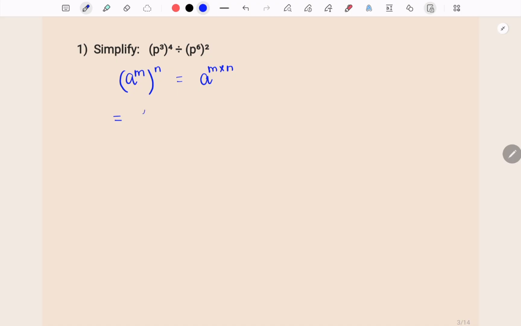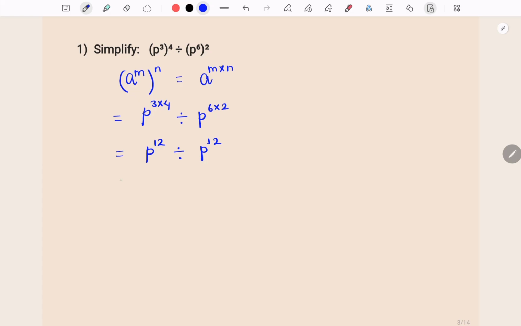Here we have (p raised to the power 3) all raised to the power 4. So let's multiply the indices. That will be p raised to the power 3 times 4, divided by (p raised to the power 6) all raised to the power 2. Again, with the same logic, we will multiply the indices. That gives us p raised to the power 12 divided by p raised to the power 6 times 2, which is p raised to the power 12.